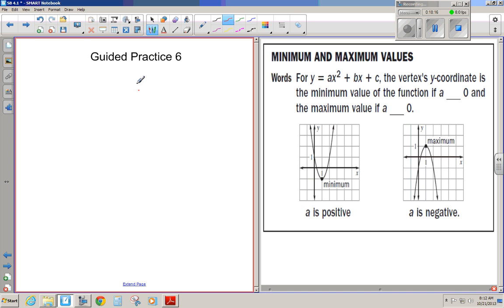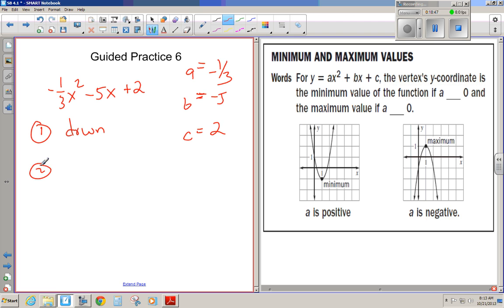Guided practice 6. Now you have negative 1/3 x squared minus 5x plus 2. So A is negative 1/3. B is negative 5. C is 2. So it's a negative a value. So for step 1, it opens down. Step 2, negative b over 2a. Well, that'd be negative negative 5, or 5, all over 2 times negative 1/3.